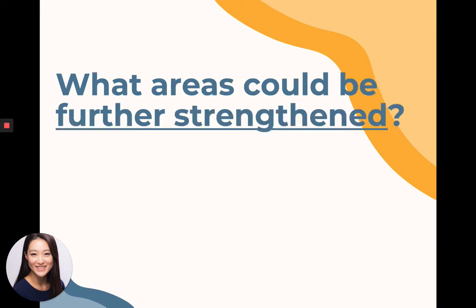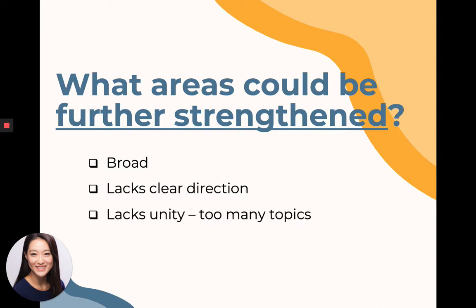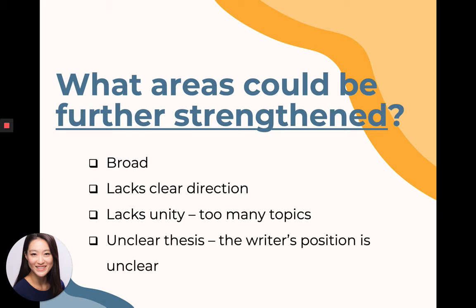But what areas can be further strengthened? So as a reader, I found their introduction to be too broad. It also lacked clear direction because they were trying to cover too many topics at once, and each topic they addressed in this intro really deserves to be an essay of its own. In fact, I would even say that a topic like fashion and the environmental damage is so broad of a topic that you could narrow that down even further. And so by trying to cover too many items, as a consequence, this introduction lacks unity and focus, and last but not least, the thesis was unclear. So there are a lot of areas that this introduction could be further improved on.